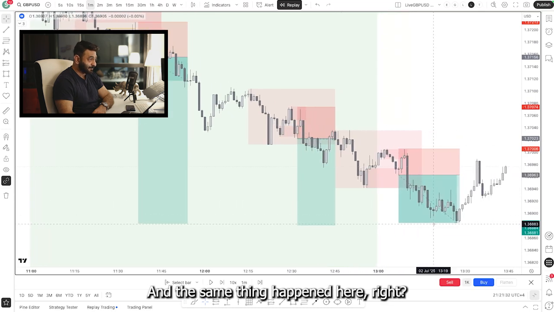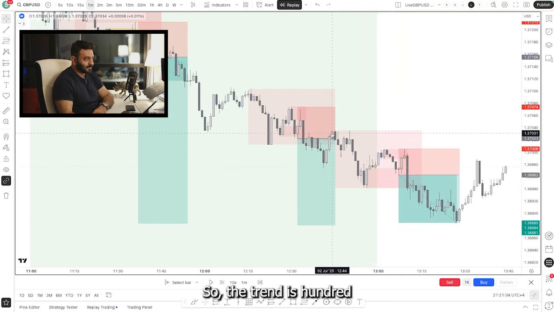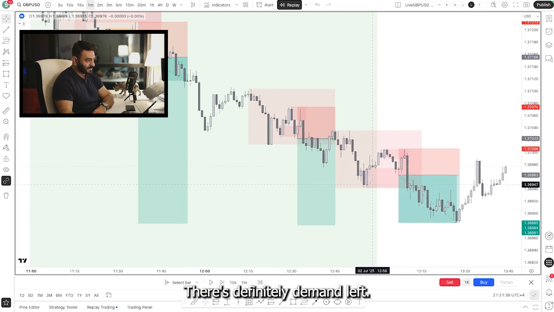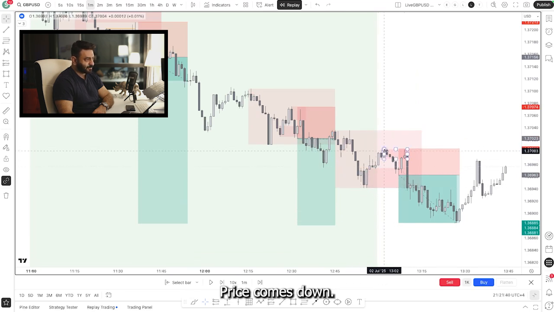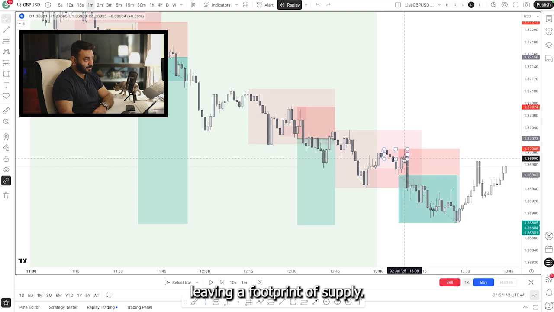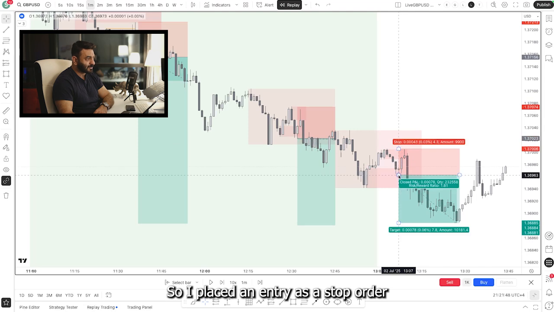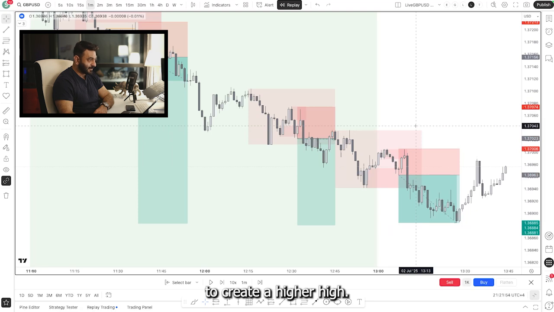And the same thing happened here, right? So the trend is 100% bearish. Price goes up, there is definitely demand left. Price comes down. Where is it coming down? Leaving a footprint of supply. Price reacts from this demand, and I see it's failing to break to the top. So I place an entry as a stop order at the bottom of this reaction. Failed reaction because it failed to create a higher high.